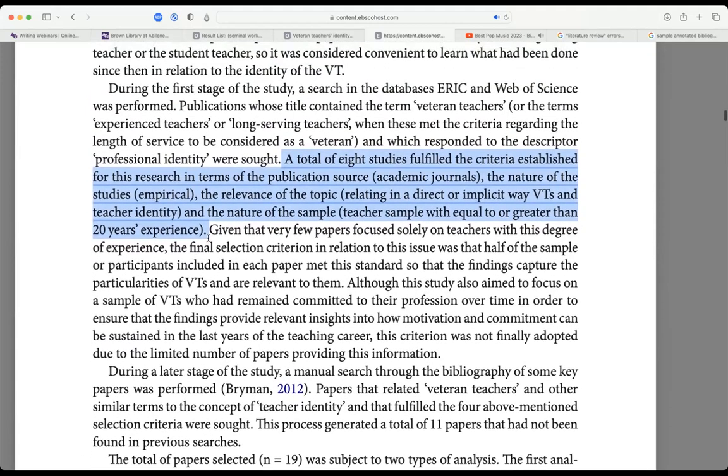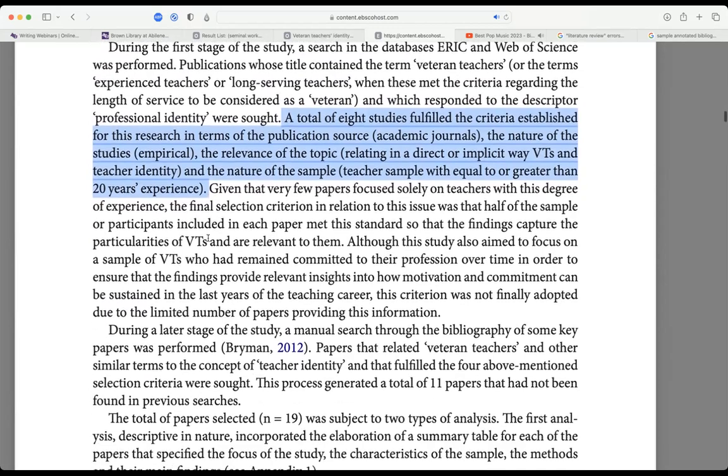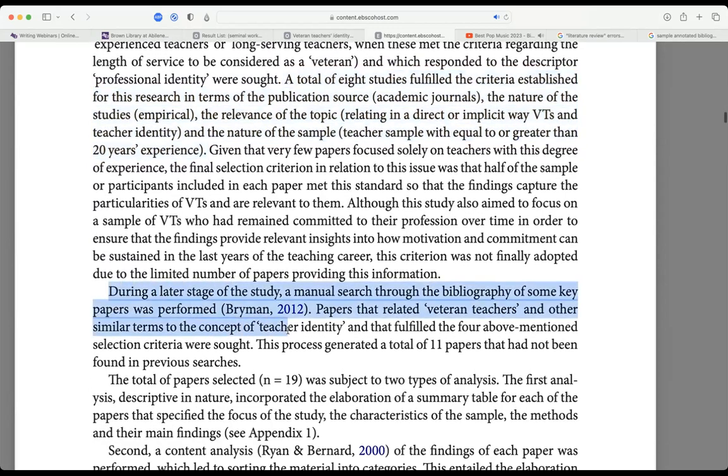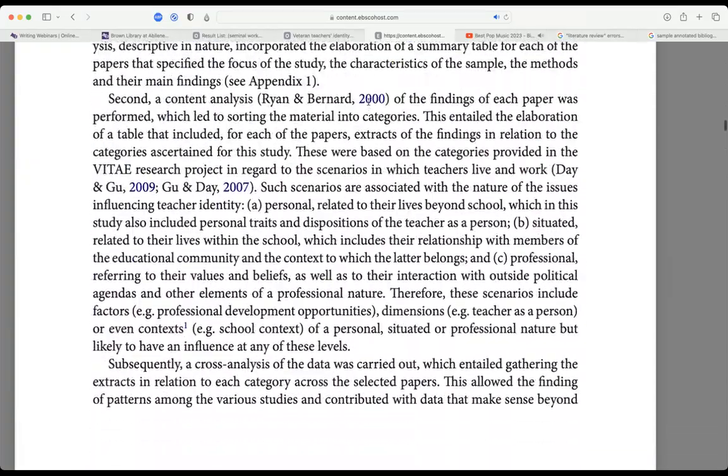They're showing, hey, we looked for these things. There wasn't a lot of that, and so we went and we looked for more. And so they found 11 more that didn't come up with those search terms, but they found were relevant. So they're explaining why there are more things discussed here than they initially had, which is great.